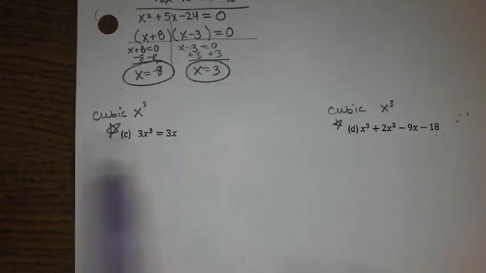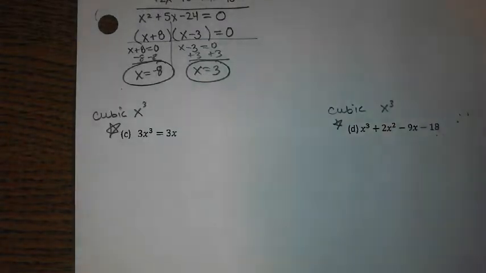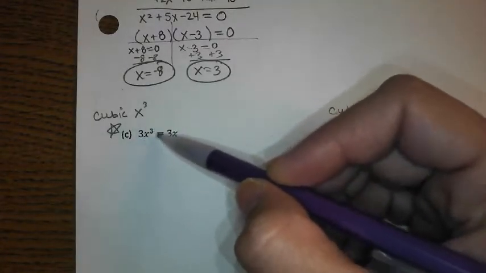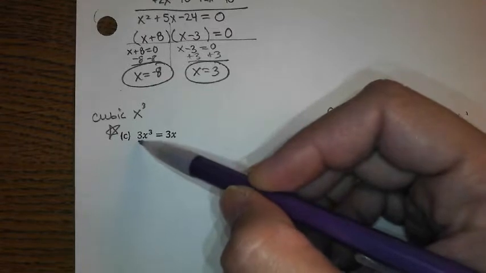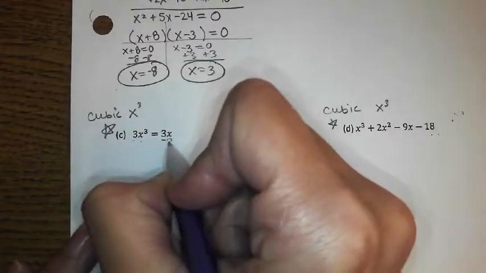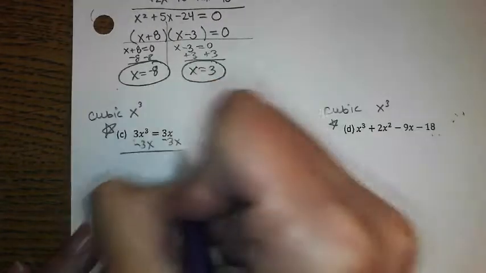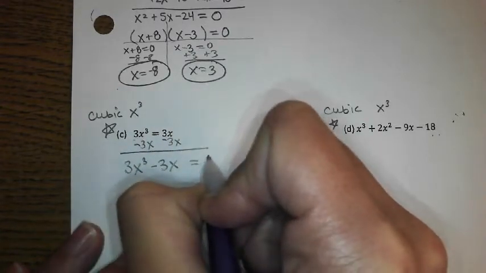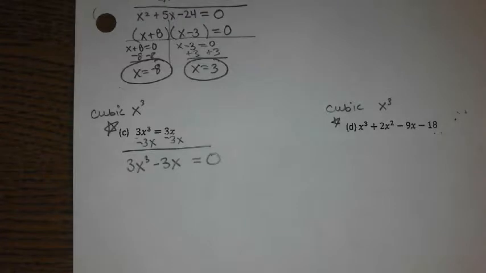Jump down to exercise C then. Because a cubic I don't believe you've done. Is that fair? But we're still going to get it equal to 0. So usually we prefer the highest exponent term to remain positive. So I'm going to subtract 3x over. And I get 3x cubed minus 3x equals 0. Yes?